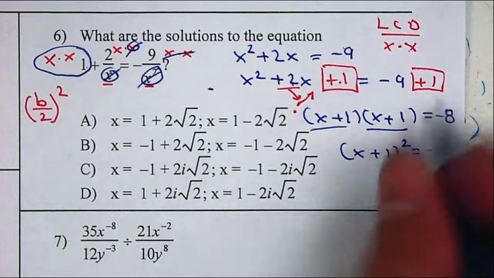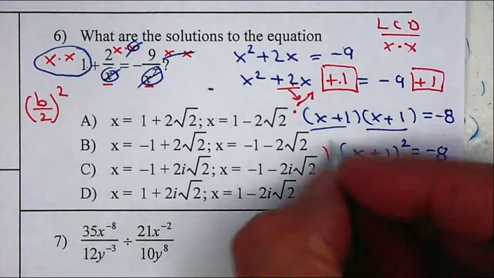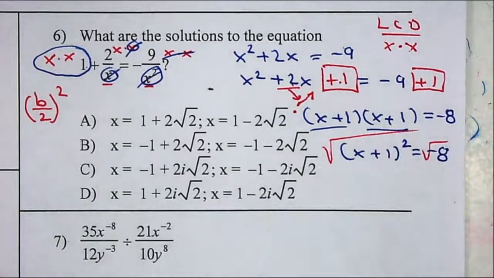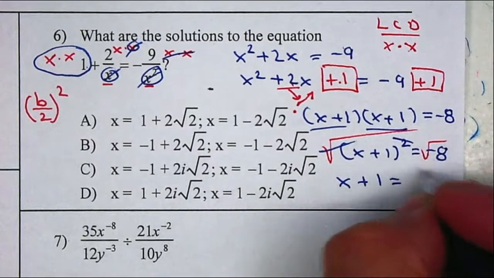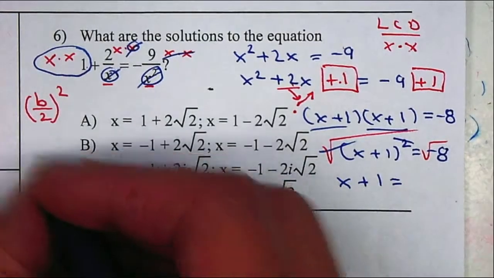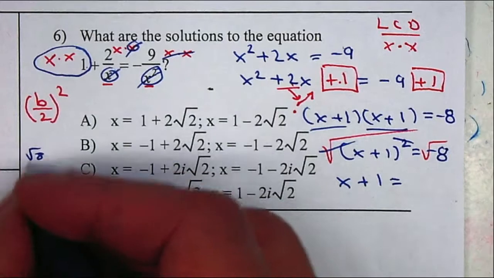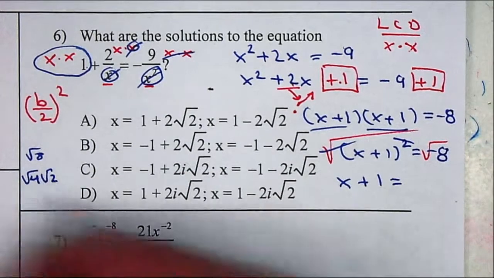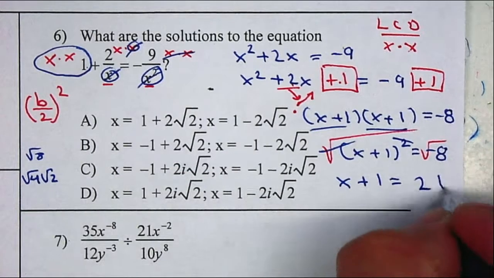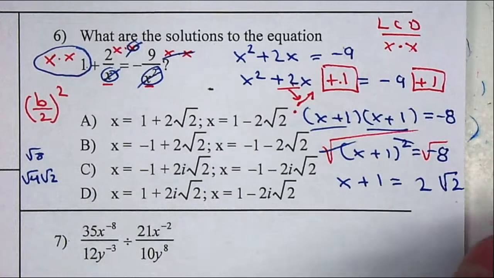And to get rid of the square, I'm going to take the square root on the left and on the right. The square root and the square cancel, so now I have x plus 1 is equal to the square root of negative 8. The square root of 8 is the same thing as the square root of 4 times the square root of 2. The square root of 4 will be 2. Inside, I have a square root of 2.